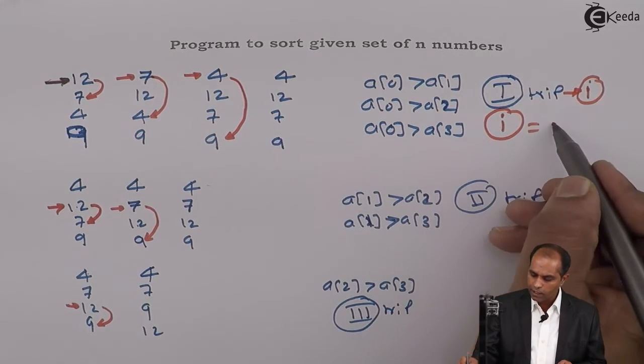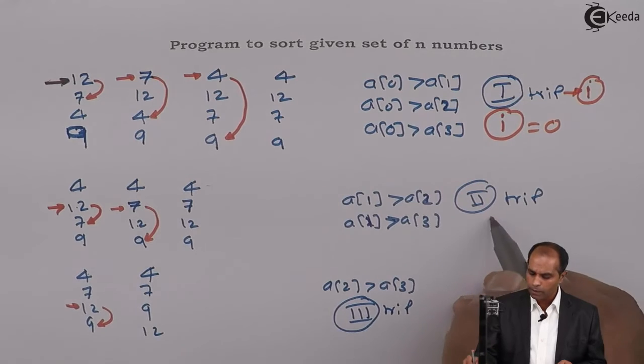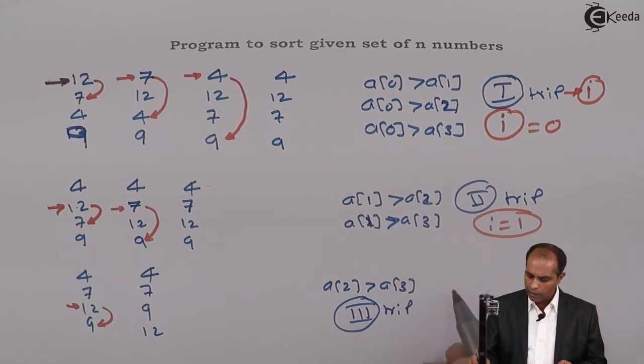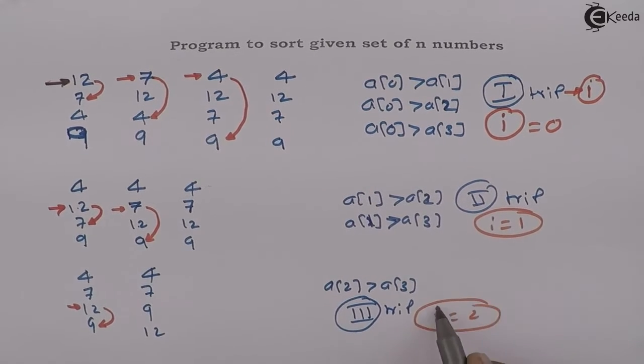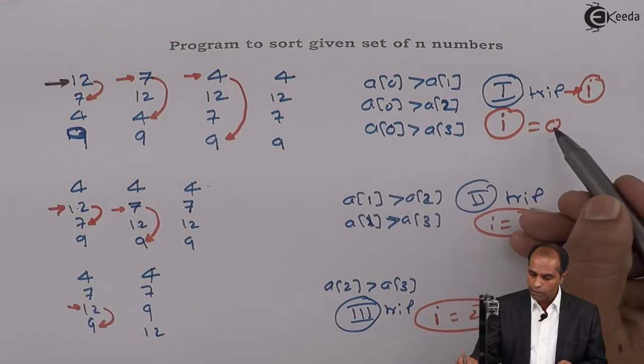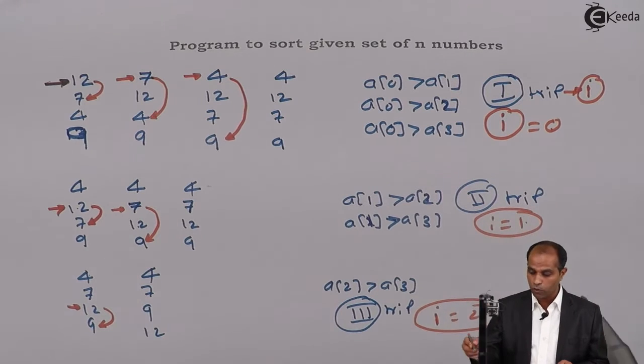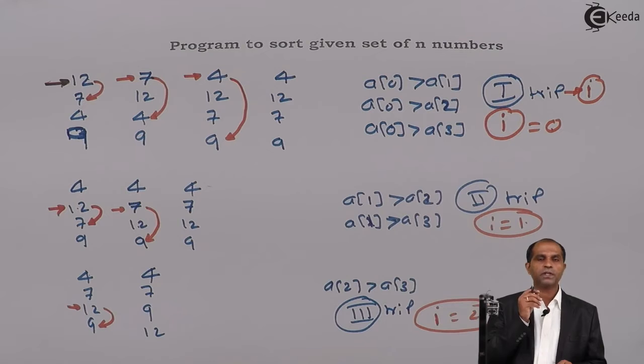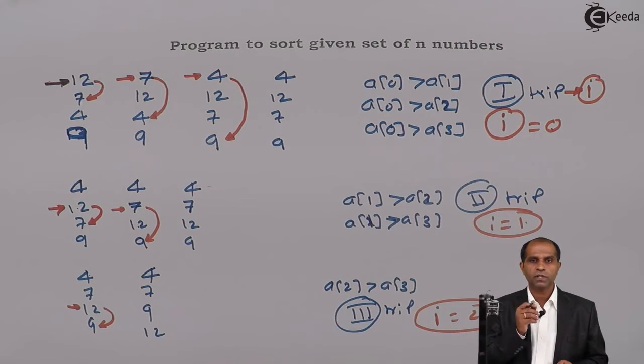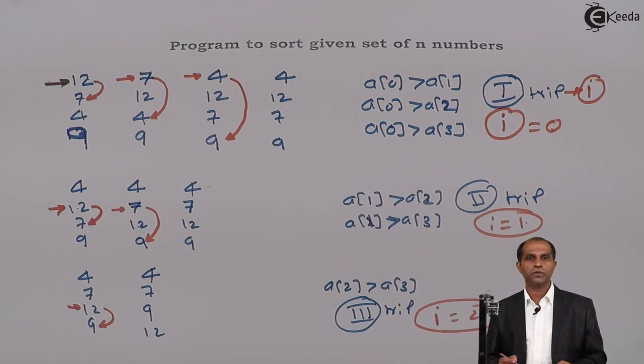In this case, let's set I as 0. Let's set I as 1. And the next trip, I as 2. So I started with I equals 0, I equals 1 and I equals 2. So it means that for n numbers, if I name the trips, I will always start with 0 and go till what? N minus 2. True, because for 4 it ends at 2. So 0 to n minus 2.